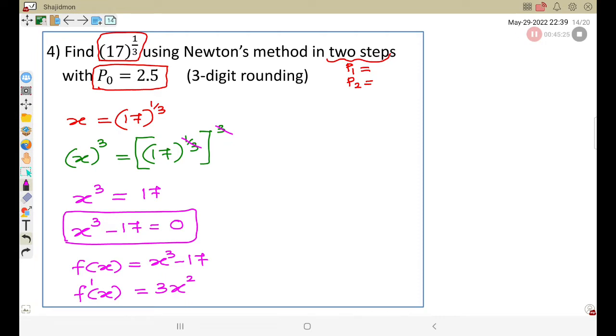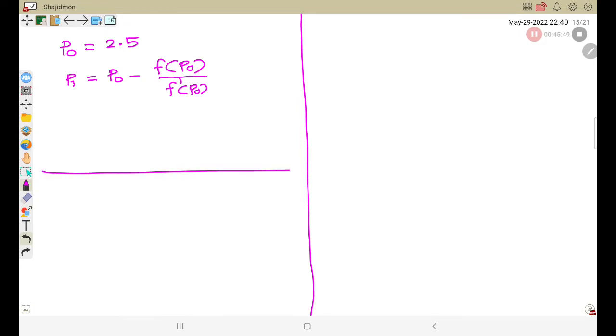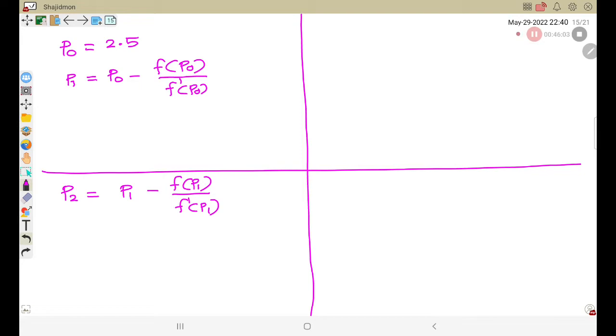Okay, P0 is 2.5. Now we are going to do the calculation. P0 is already given, it is 2.5. Now calculate P1. P1 means P0 minus f value at P0 divided by f' value at P0. Correct? In the same way, we need to calculate P2: P1 minus f value at P1 divided by f' value at P1. Correct? So we will do it one by one.